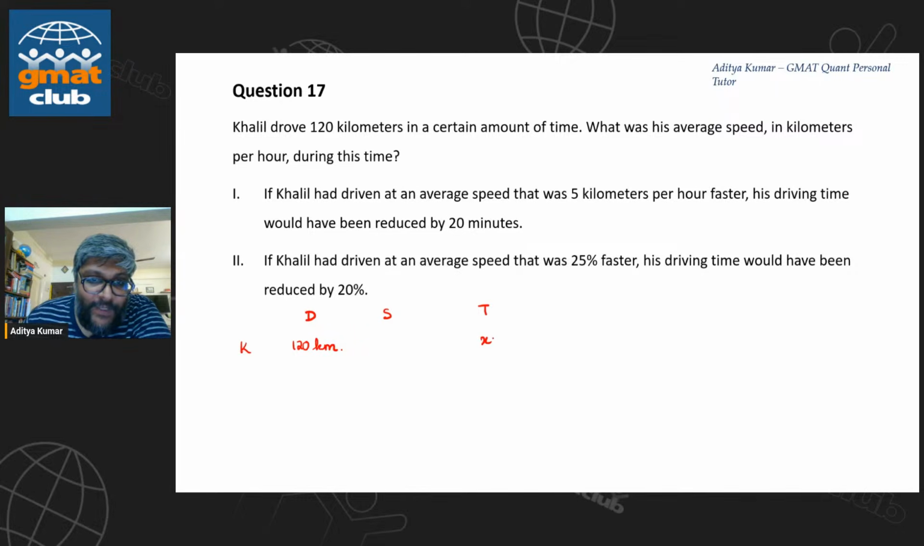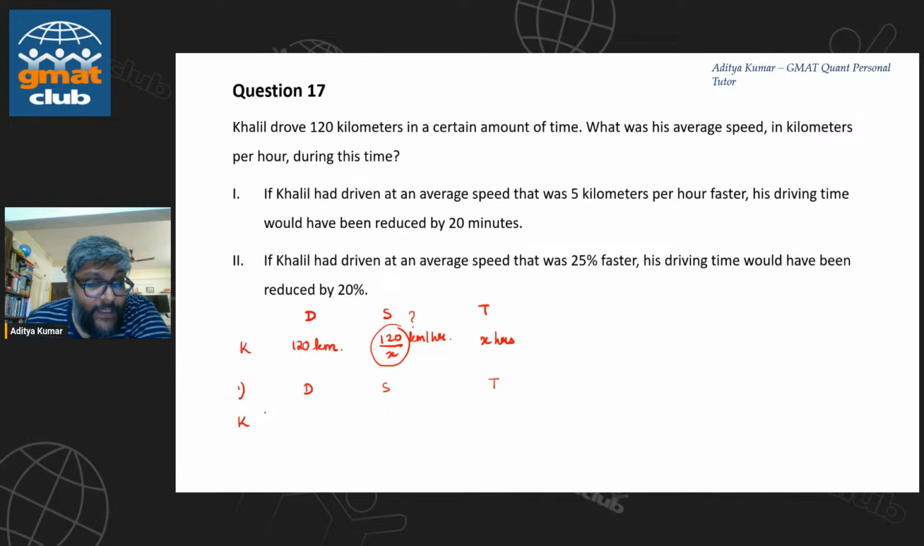So let's say he travels for X hours. So his speed should be 120 by X kilometers per hour. Right. So I've defined everything that I can possibly do in the question. They're asking me to solve for 120 by X. Now, there's nothing more I can do with my question stem. So I move to the first statement. So what does it say? If Khalil had driven an average speed that was 5 kilometers per hour faster. So again, let me put my table.